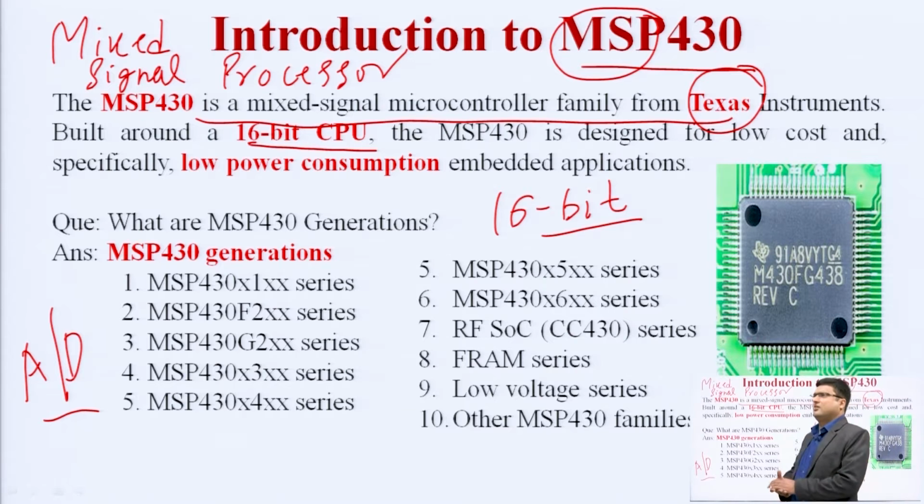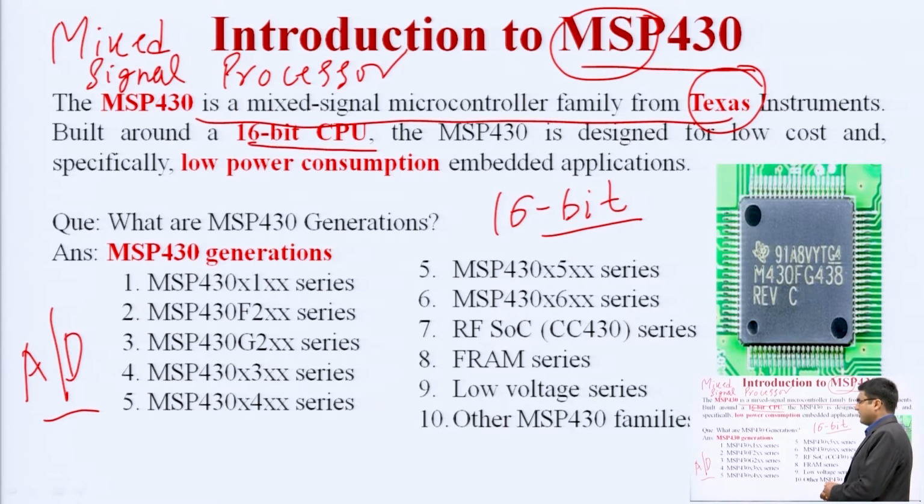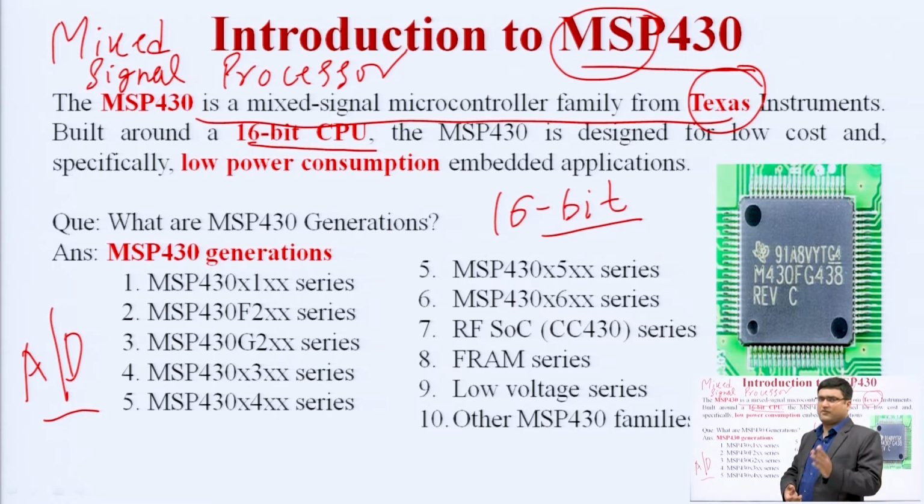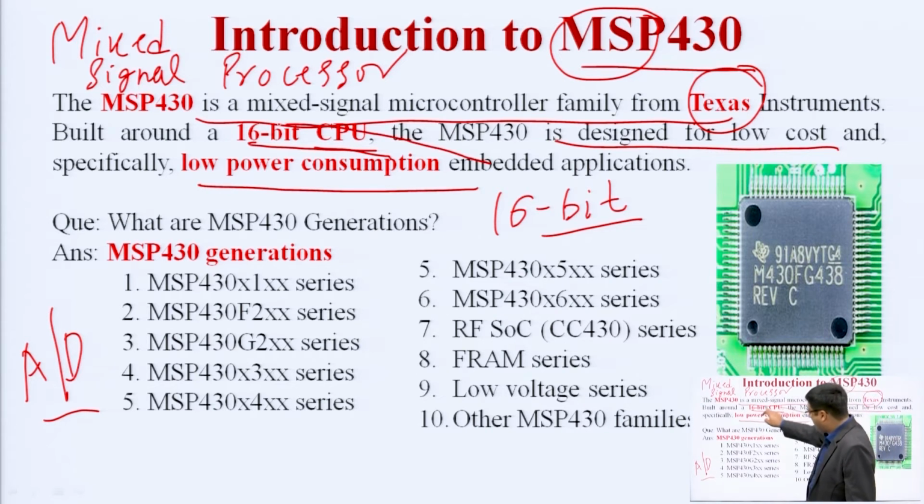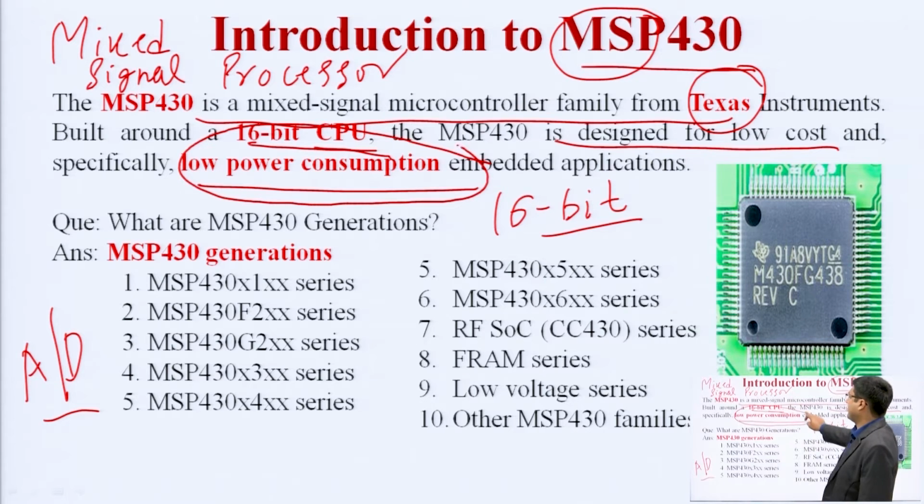Like the 8051 microcontroller, which was an 8-bit microcontroller, and we can say that the 8085 microprocessor was also 8-bit. So MSP430 has a 16-bit CPU architecture. It is designed for low cost and specifically low power consumption. One of the main features of the MSP430 microcontroller is that it works as an ultra low power microcontroller. Ultra low power means that its power consumption is very low.